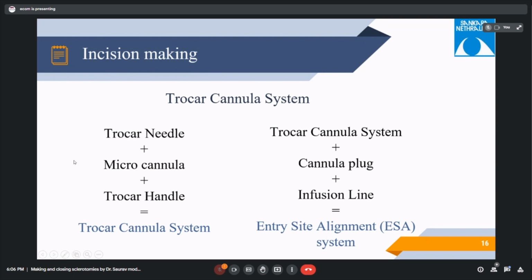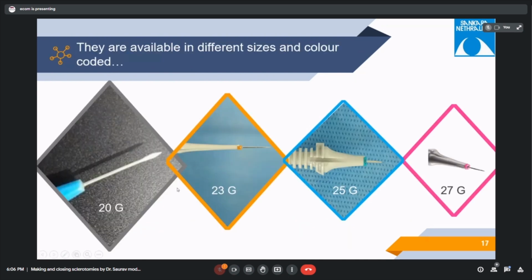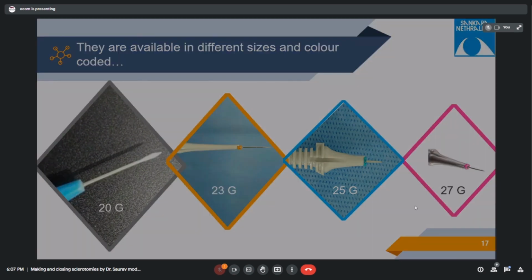It allows easy passage and removal of the instrumentation. It prevents excess stress on the vitreous base. The trocar cannula systems are available in different sizes. They are color coded: orange, blue, and pink. The higher the number, the lesser the outer diameter. We have the 20 gauge MVR blade with an outer diameter of 0.89 mm to the recent 27 gauge with an outer diameter of 0.4 mm.